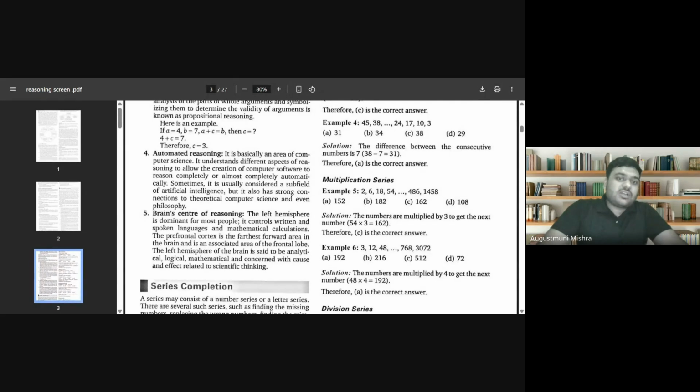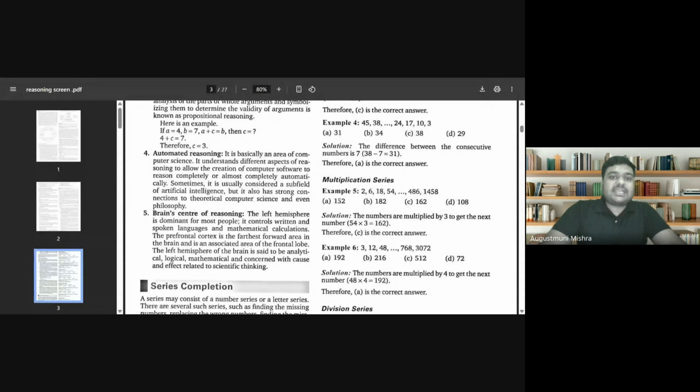The prefrontal cortex, there are some technical terms that are clearly understood by biology students. The prefrontal cortex is the farthest forward area in the brain, an associated area of the frontal lobe. The left hemisphere of the brain is said to be analytical, logical, mathematical, and concerned with cause and effect related to scientific thinking.